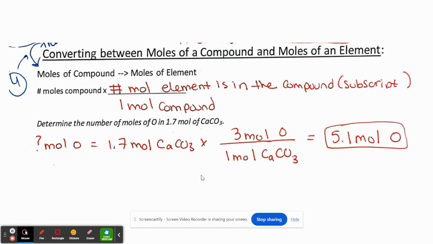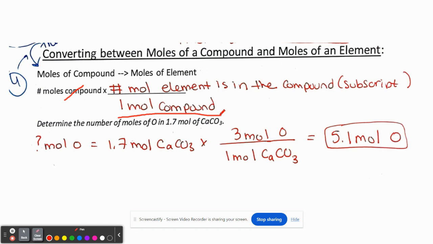So for example, for number 4, you're going to start with the number of moles in a compound. They're probably going to give you that number. And you want to go to moles of an element. So if you want to go to moles of an element, we're going to set up our formula as such. We want moles of a compound to cancel out, right? And to do that, we're going to put 1 mole of that compound on the bottom.